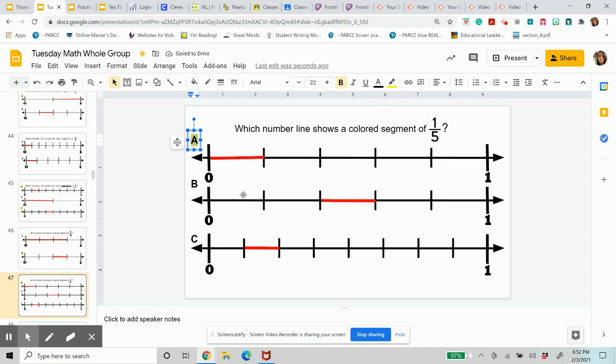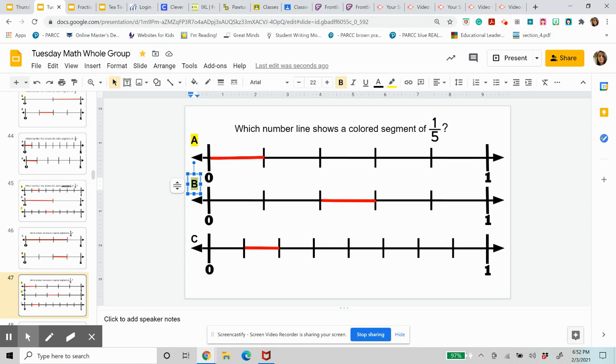Okay, let's keep checking. 1, 2, 3, 4, 5. This one has 5 pieces. Okay, this one has 1 colored in, so 1/5 of this number line is colored in. So this one also represents 1/5. And how about this one? 1, 2, 3, 4, 5, 6, 7, 8. Nope, this is 1/8, right? 1/8 of this number line is colored in.